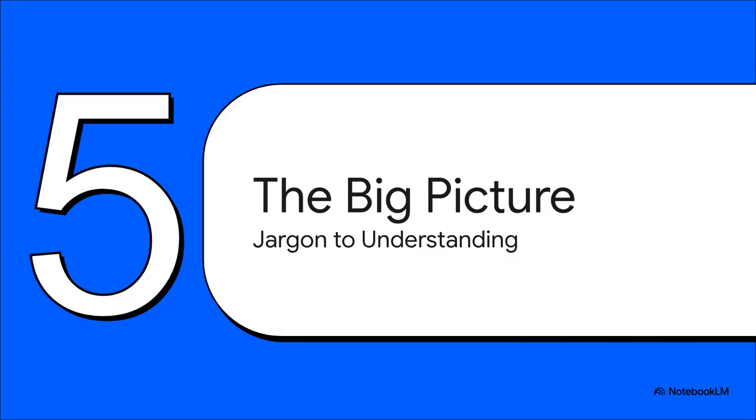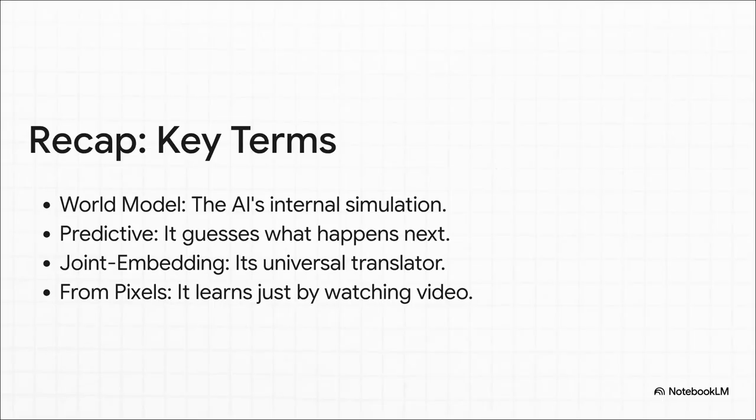Okay, we've done it. We've broken down all the scary-sounding parts. Now for the fun part. Let's put it all back together and see the really beautiful idea that was hiding behind that wall of jargon the whole time. So let's just do a super quick recap. World model, that's the AI's imagination. Predictive, that means it's trying to guess what happens next. Joint embedding, that's its universal translator. And from pixels, it just learns by watching videos. See, when you break it down, it's not so intimidating after all.